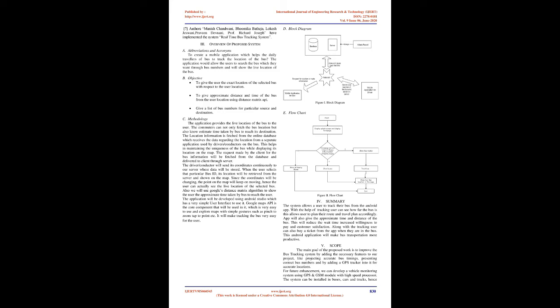B. Objective. To give the user the exact location of the selected bus with respect to the user location. To give approximate distance and time of the bus from the user location using Distance Matrix API. Give a list of bus numbers for a particular source and destination.